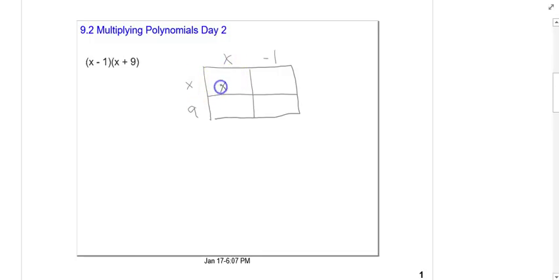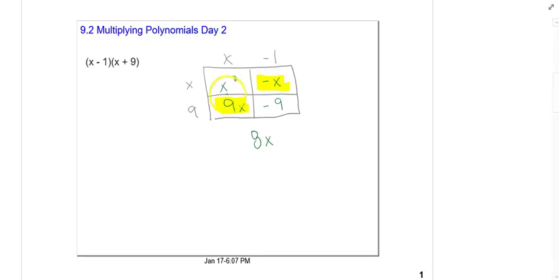So x times x is x squared. X times negative 1 is negative x. X times 9 is 9x. And 9 times negative 1 is negative 9. Okay, and then I'm going to look to see what I can combine. Well, I have a negative x and a positive 9x. 9x minus x is going to be 8x.